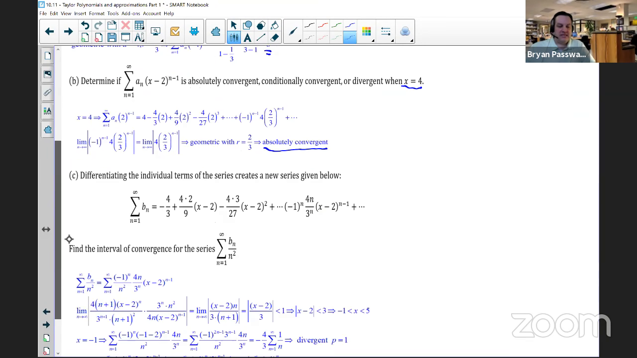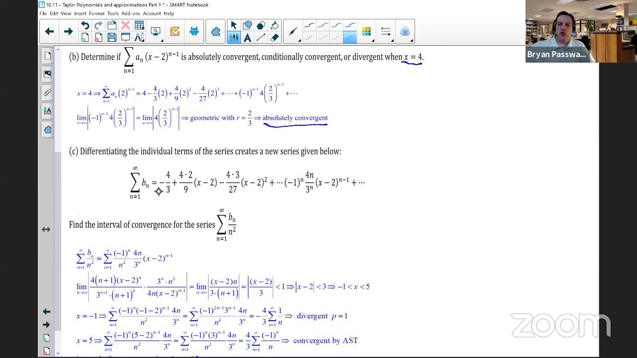And then part C, differentiating the term. So we don't get to dive into in depth the idea of power series this year, whereas power series is another big idea. It's connected really closely to Taylor polynomials and Taylor series. And we don't get to dive into that on this year's exam, but they're still important.